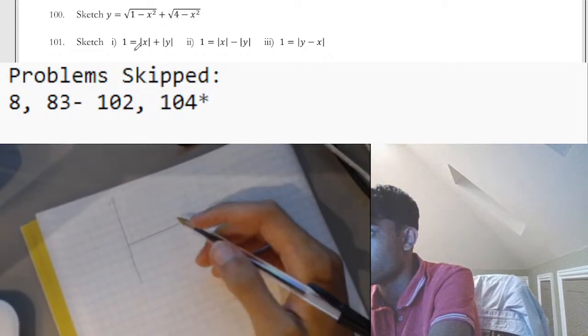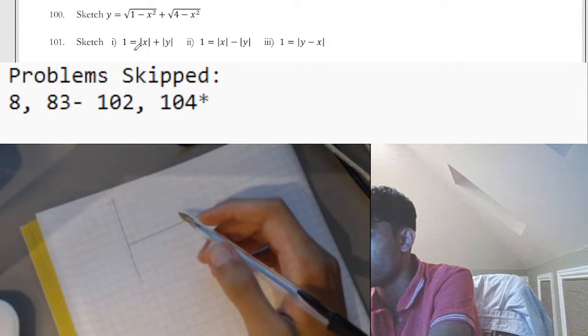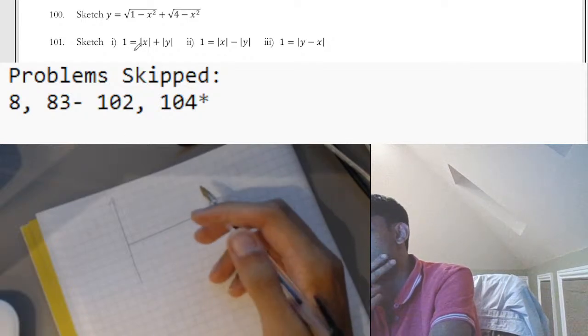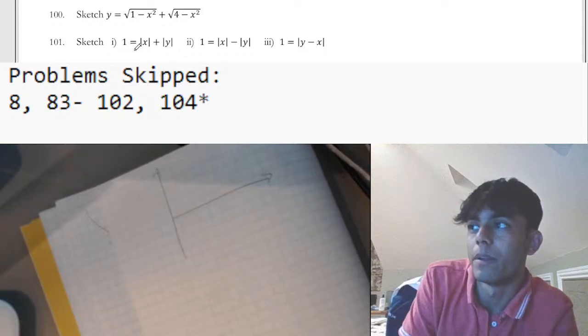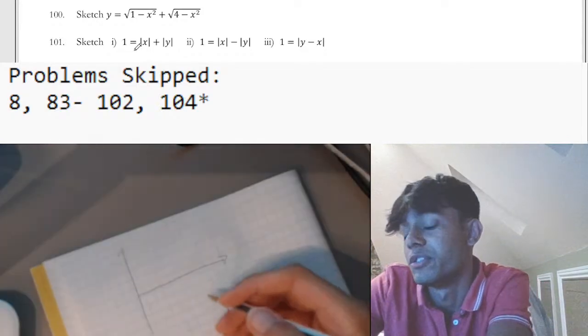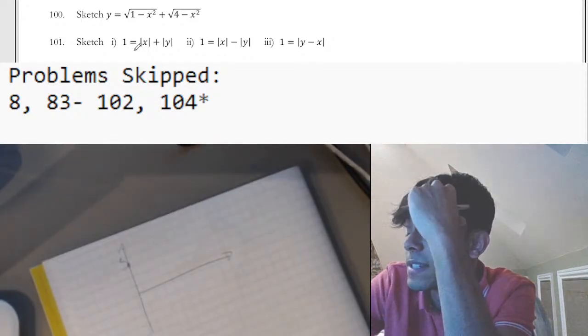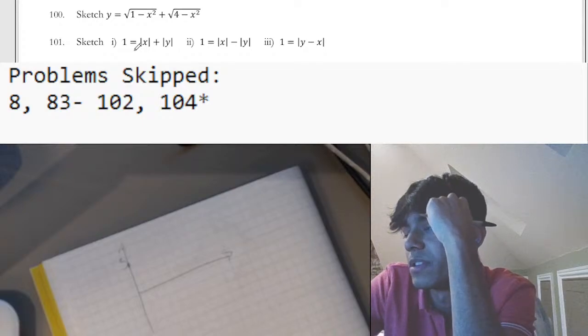Okay, so again, you can differentiate, find the turning point, and do all that stuff. I don't have the mental energy to do that right now. So we're going to see what happens at x equals 0 and when x goes to infinity.